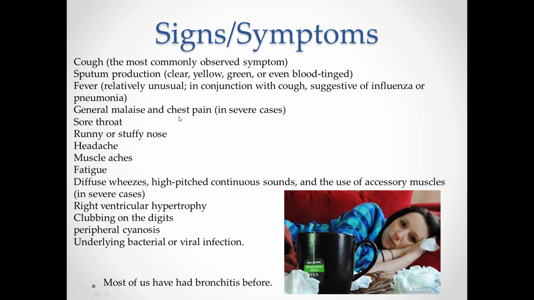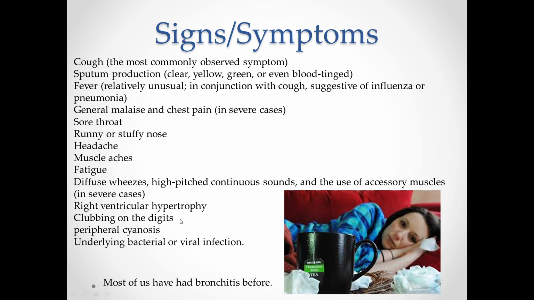General malaise or chest pain, and I stress that it would be pleuritic chest pain as opposed to the substernal chest pain that's apparent in myocardial infarction. But general malaise feeling, general overall tiredness, sore throat, runny or stuffy nose, headache, muscle aches, fatigue, diffuse wheezing or high-pitched continuous sound, use of accessory muscles in severe cases. If it's chronic and happens over a long period of time, it increases pulmonary artery pressure levels and causes right ventricular hypertrophy. Also clubbing of the digits.